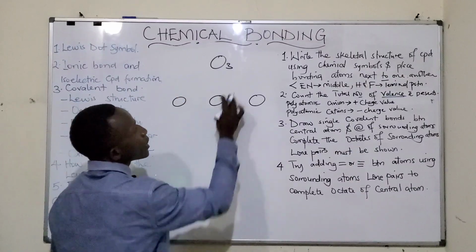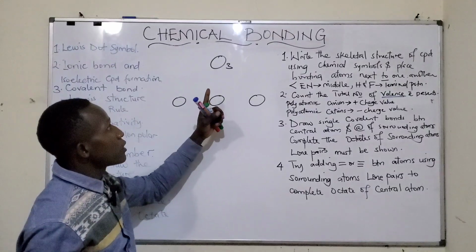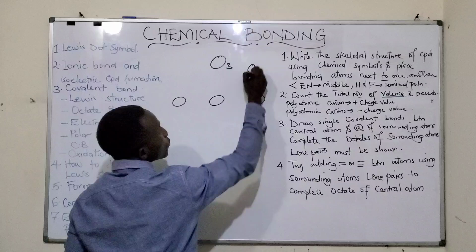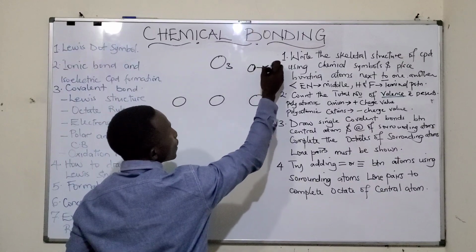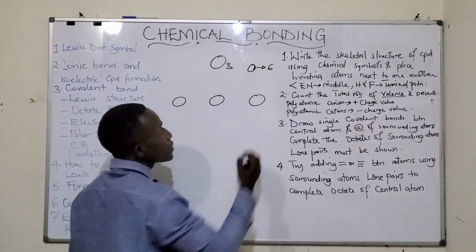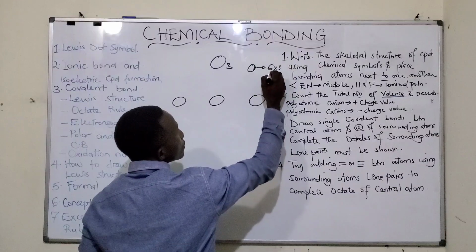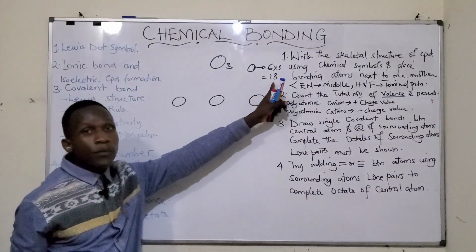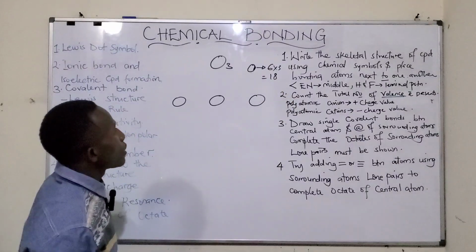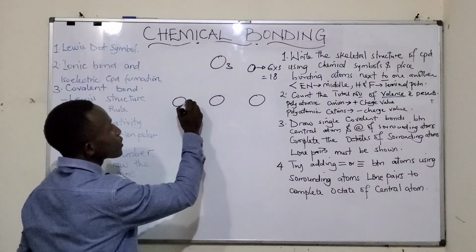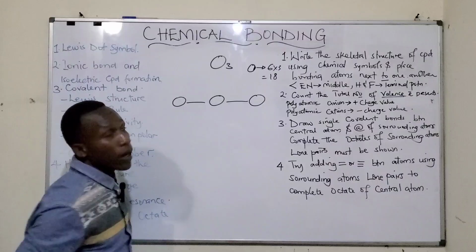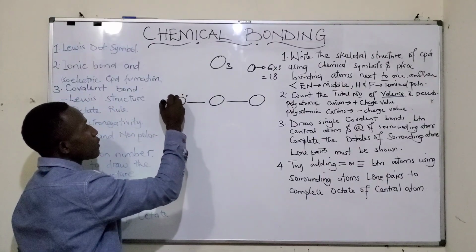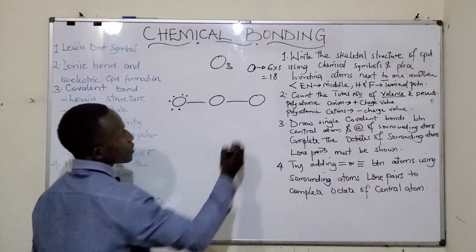Then the next step is counting the valence electrons of the atoms. Oxygen, you are having 3 of them, and each is having 6 valence electrons. So it is 6 times 3, which is 18. So in the structure, we should have 18 electrons. After this, we draw the single bonds connecting the atoms. Then we complete the octet of the surrounding atoms.